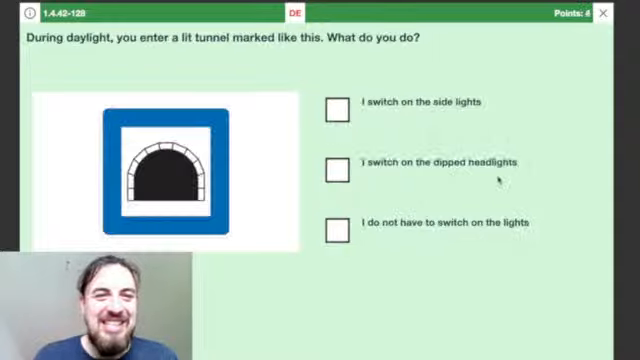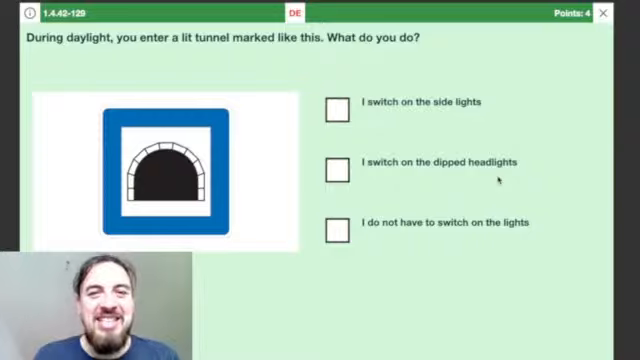Nice. During daylight, you enter a lit tunnel marked like this. What do you do? I switch on the side lights. I switch on the dipped headlights. I do not have to switch on the lights. Well, even if you enter this lit tunnel, you have to switch on dipped headlights. Obviously, that's the only correct answer.